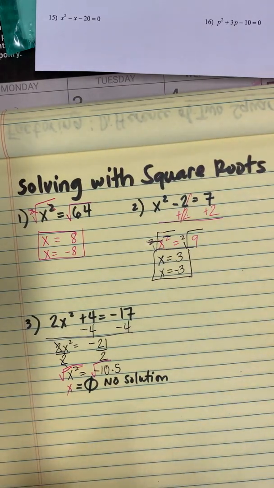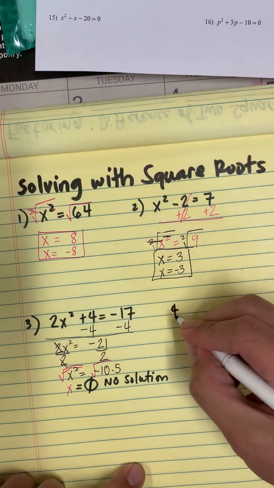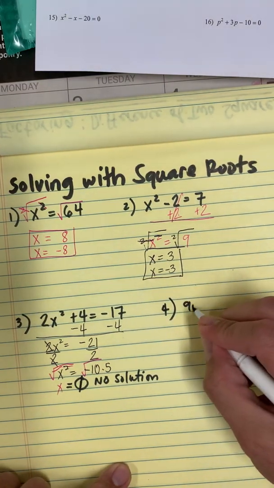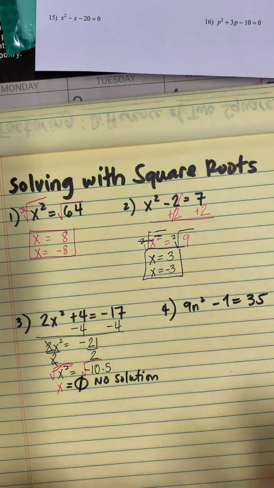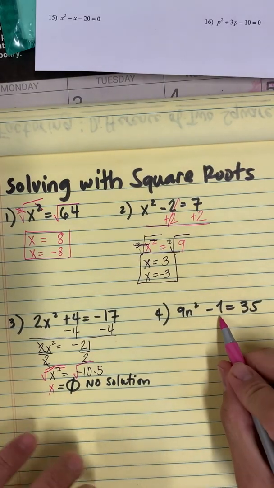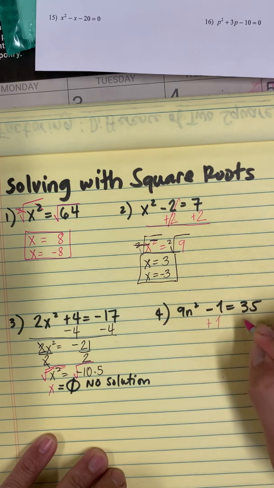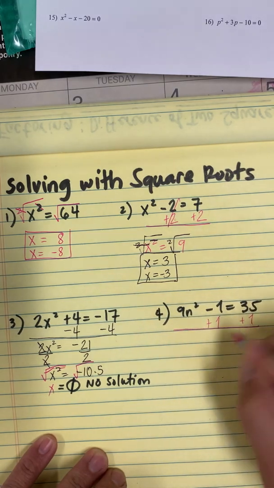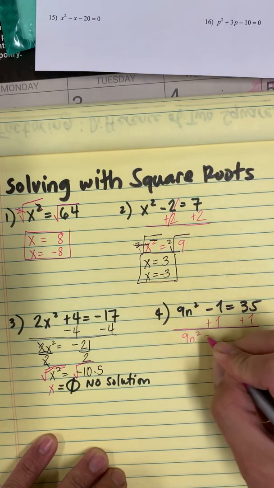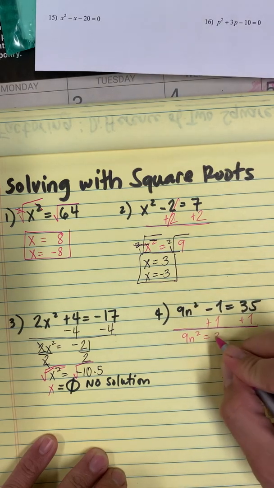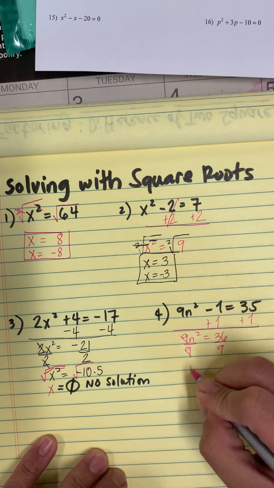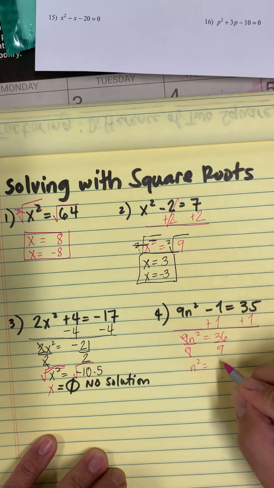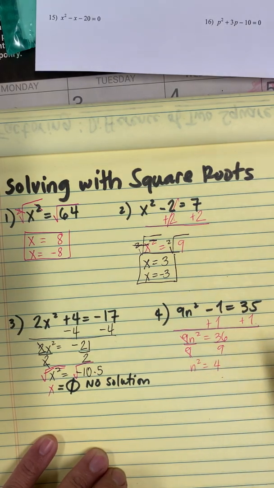Next, number 4. 9n squared minus 1 is equal to 35. What are you going to do there, guys? You're going to get rid of the minus 1 first by adding 1. 9n squared is equal to 35 plus 1, which is 36. Divide by 9. n squared. What's 36 divided by 9? It's going to be 4.